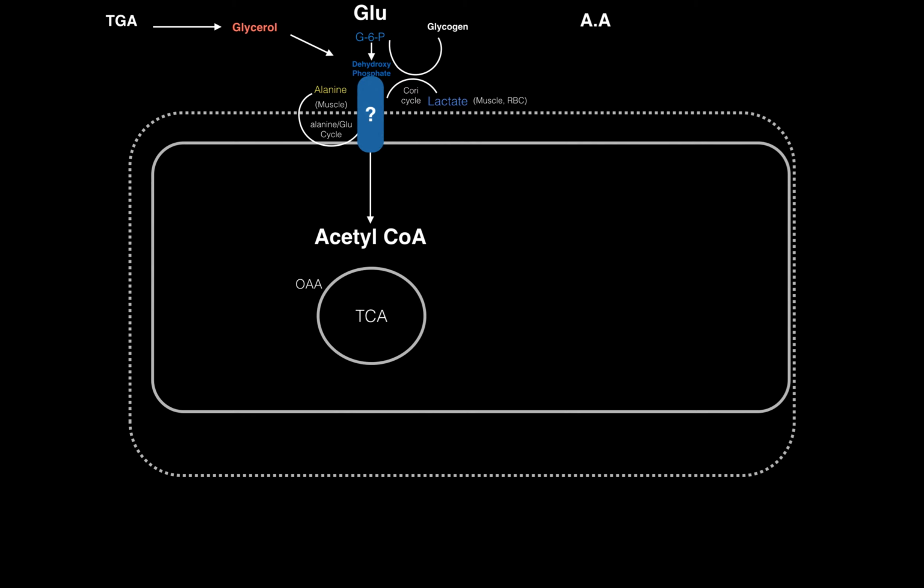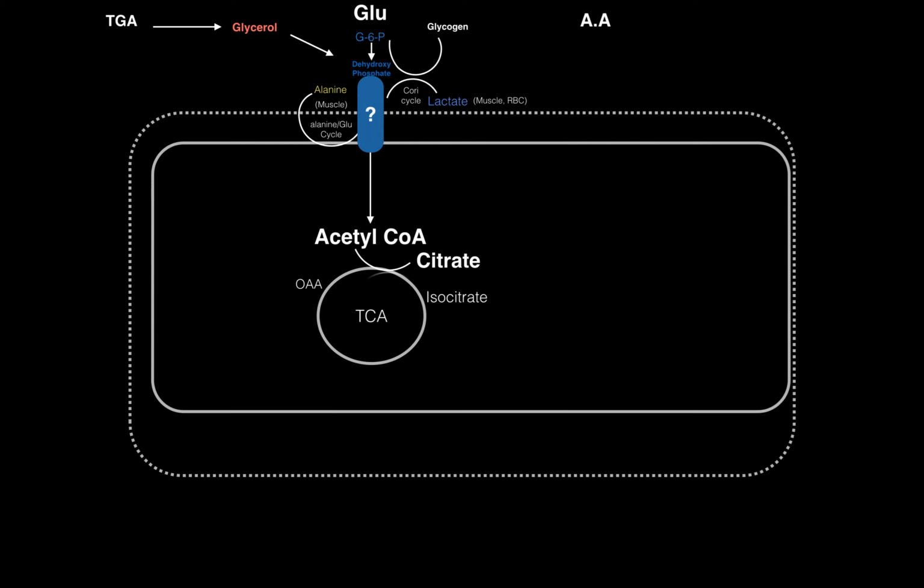Oxaloacetate will join acetyl-CoA to form a complex called citrate. The enzyme that helps this process is called citrate synthase. So what happened? We will actually join the two. We will condense both acetyl-CoA and oxaloacetate, which is 4-carbon, with acetyl-CoA, 2-carbon, to form citrate, which is 6-carbon.